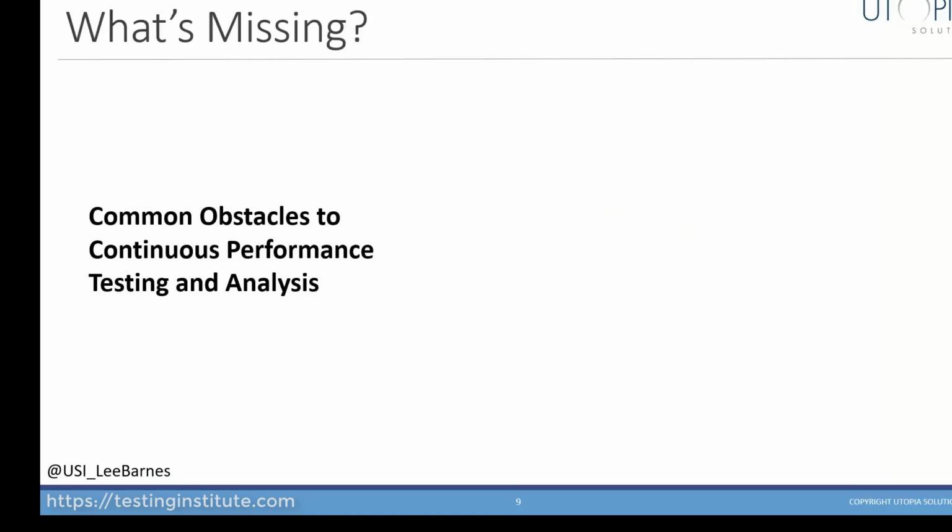So if even the top DevOps performers are lagging in terms of performance testing and analysis, there must be something standing in their way. And in my experience, there's several things. So let's take a look at some of the more common roadblocks that are encountered with respect to building performance testing and analysis into DevOps pipelines.